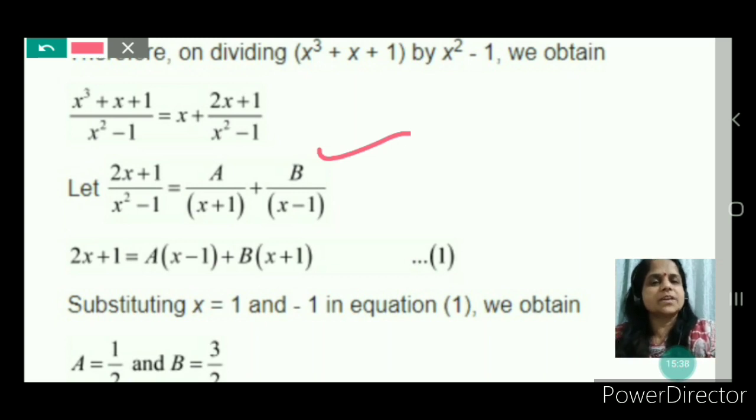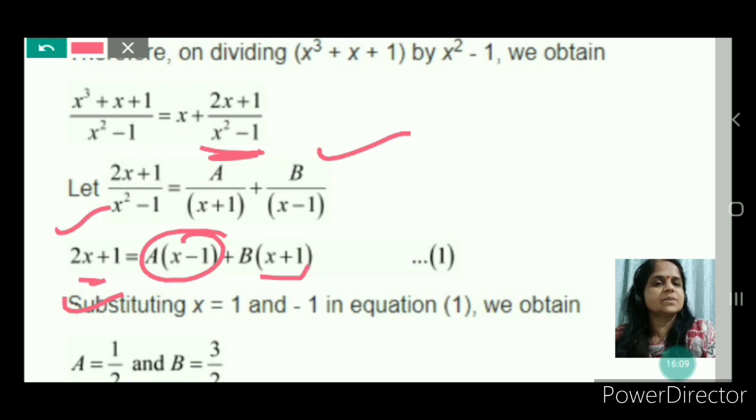So now student, take 2x plus 1 by x square minus 1 as a by x plus 1 plus b by x minus 1, since the factors of x square minus 1 are x plus 1 and x minus 1. Now take LCM. You will get 2x plus 1 is equal to a into x minus 1 plus b into x plus 1. Now take x is equal to 1. This term would be 0, and you will get 2 plus 1, 3, and here it is 1 plus 1, 2b. So b is equal to 3 by 2.